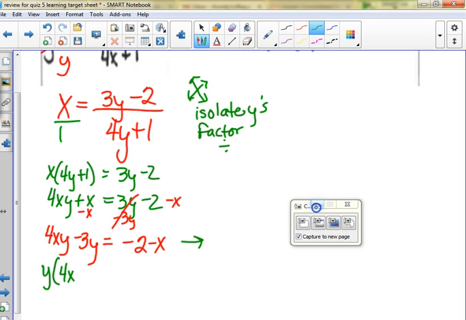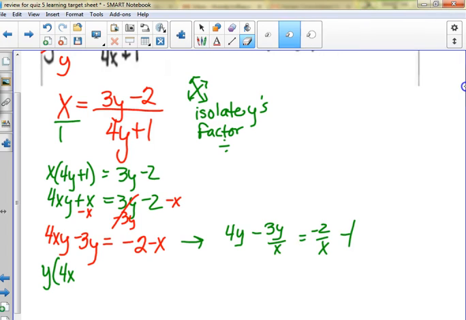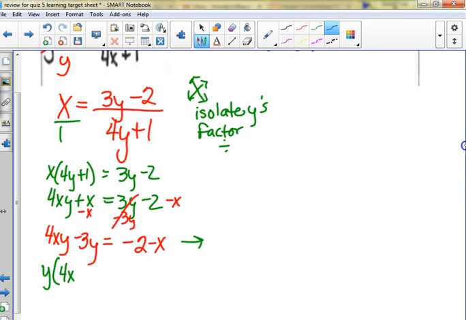Just to show you what would happen if I divided by x, I'd get 4y minus 3y over x equals negative 2 over x minus 1. Is that better? No. What are we doing? If we take out the y, we have 4x minus 3. And over here we have negative 2 minus 2x. What do you want to do now?